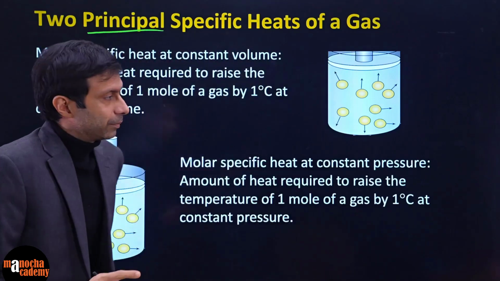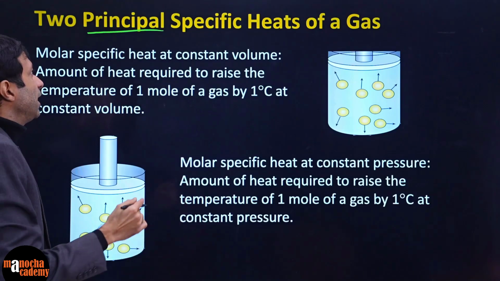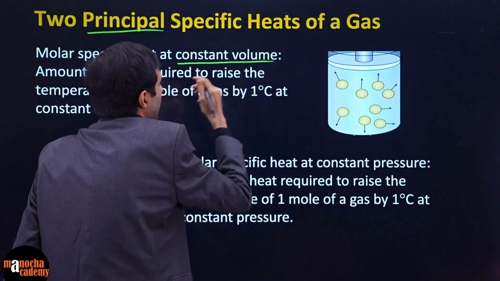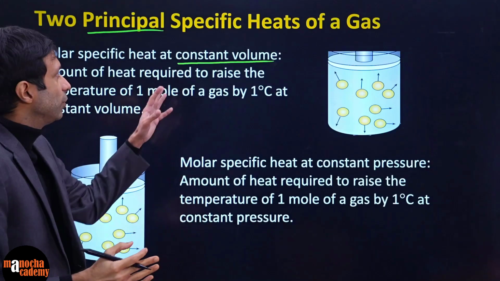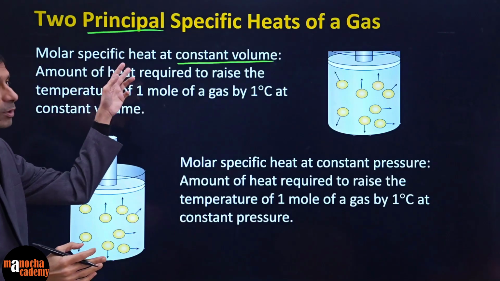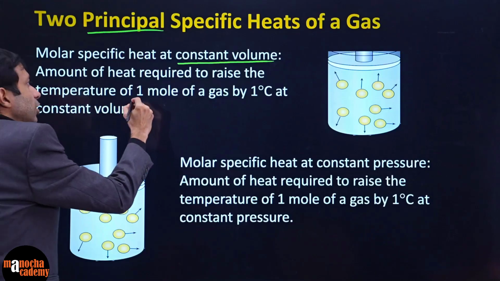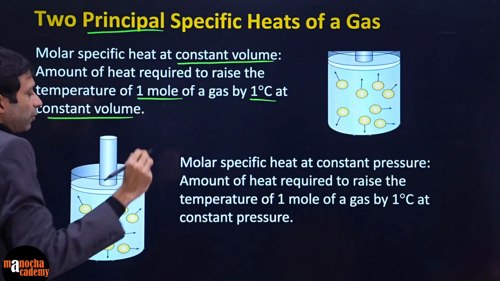The molar specific heat, molar means we talk in terms of 1 mole at constant volume. So here the key condition is the gas is kept, let's say, in a closed container, right? A fixed container. So the volume is maintained constant. So the molar specific heat at constant volume is the amount of heat required to raise the temperature of 1 mole of a gas by 1 degree centigrade at constant volume.